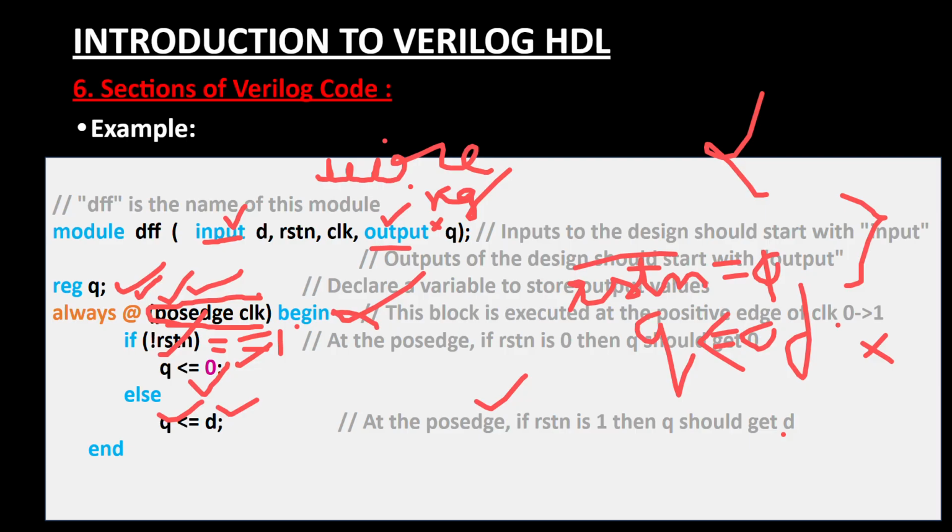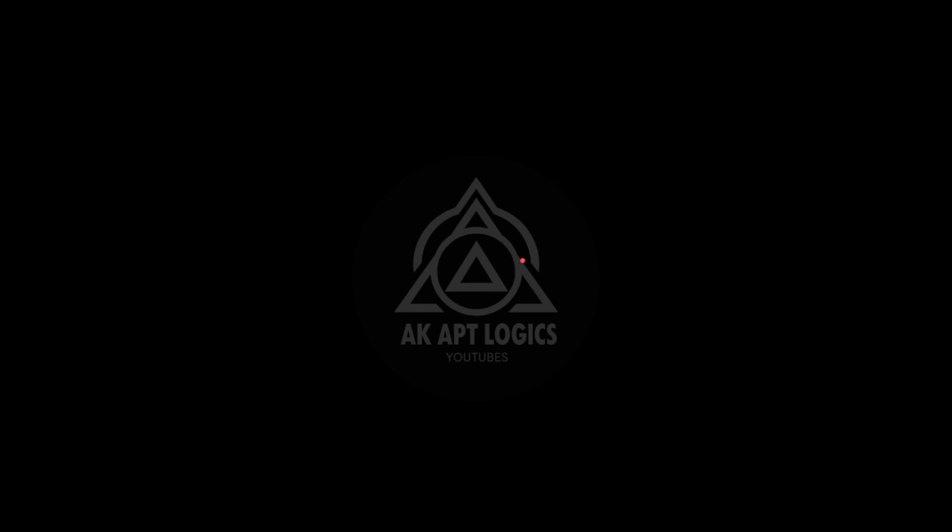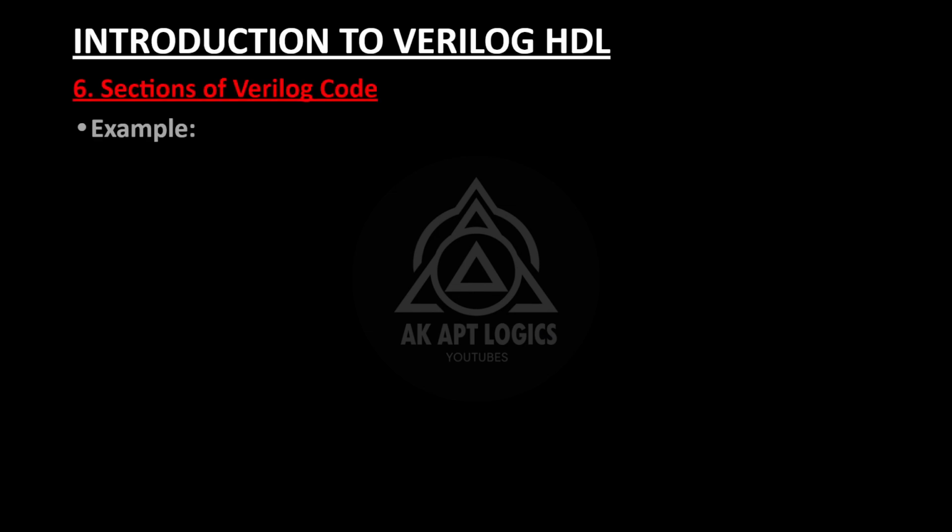We have to end, because we have started the begin, right? So we must end. Okay, and also we have started the module, right? We must end module. Okay, that's the thing. This is an example of the D flip flop. Now let's see.